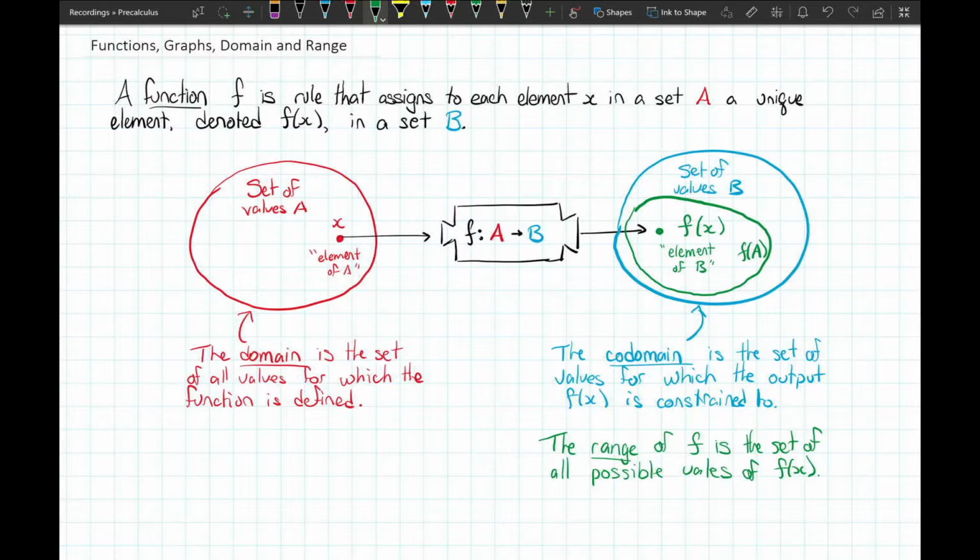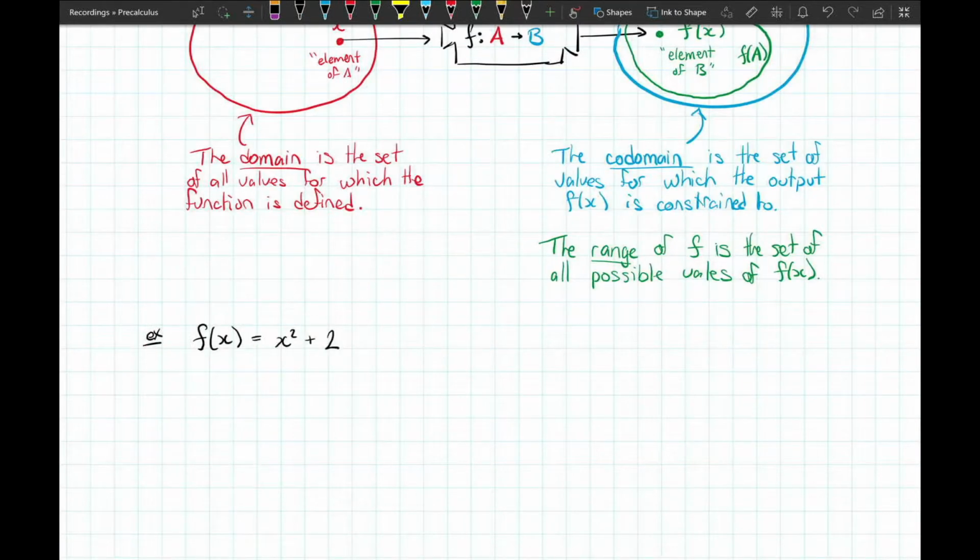Here's a quick example of a function where we can determine the domain, the codomain, and the range. Well, here we have a function f of x equals x squared plus 2. We can think about the input of this function as being just some value x. And then that is plugged into this function, and that function takes that value of x and squares it first, and by order of operations adds 2 to it second. And this is the output. This is f of x.